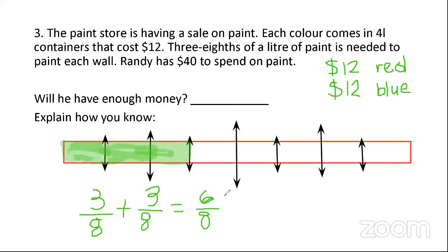So if we have 8/8 representing a liter, but we only need 6/8 of the liter, it means that we don't need a whole liter. We need less than a liter still. So we only need less than a liter of yellow paint to paint the 2 walls. That means, do we need one 4-liter container of yellow paint, or do we need 2 containers of yellow paint? Because if you're going to use less than 1 liter to paint both walls, and each container has 4 liters, do we need one container of yellow paint, or do we need 2 containers of yellow paint?